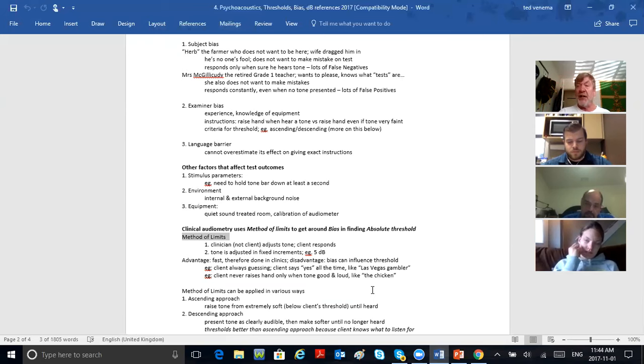Or we can start at 0 and ascend, go up, up, up until the client does hear it. We said you can test that way too in the method of limits. But we said that the way we test is a combination of the ascending, descending methods.